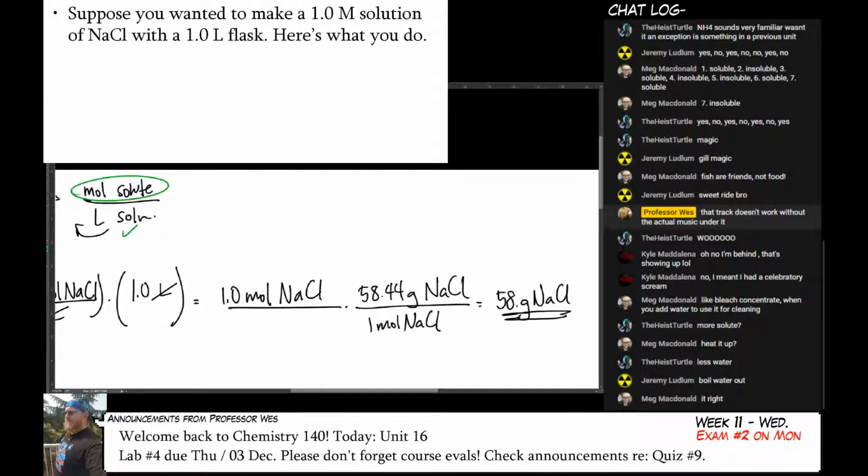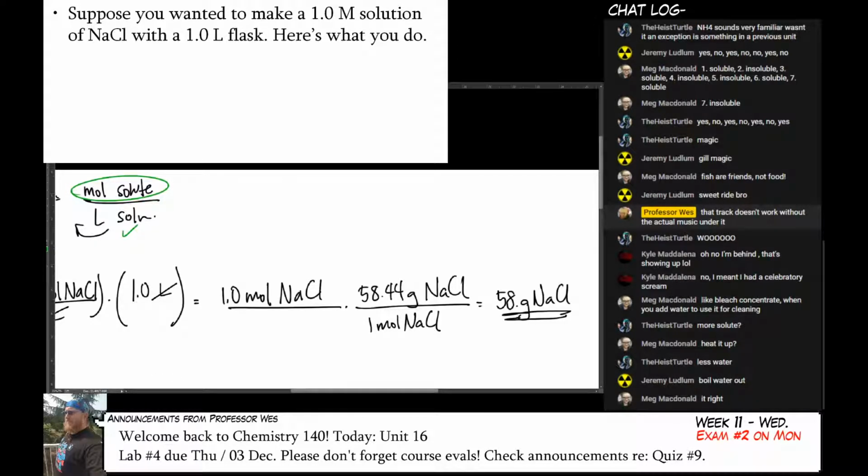So in a 1 molar solution of sodium chloride with volume 1 liter, I would have 58 grams of sodium chloride. So if I wanted to make this solution, I would need 2 things. I would need this amount of sodium chloride, and I'd need a 1 liter flask, and I just put one in the other, right?